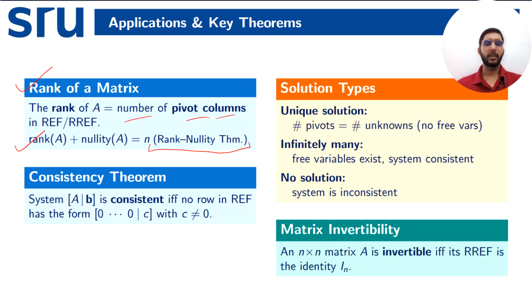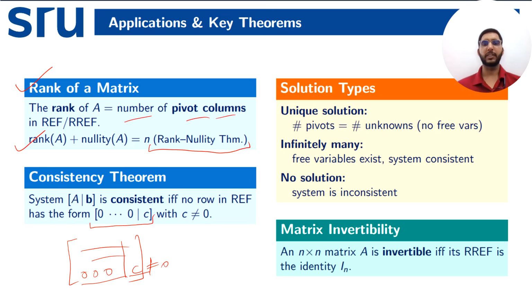Then there is a second application, the consistency theorem, which states that our system is consistent if there is no row like this one. For example, you have a matrix where entries are there, but there is some row like 0, 0, 0 in the augmented column with c, where c is not equal to 0. In that case, the system has no solution, correct?